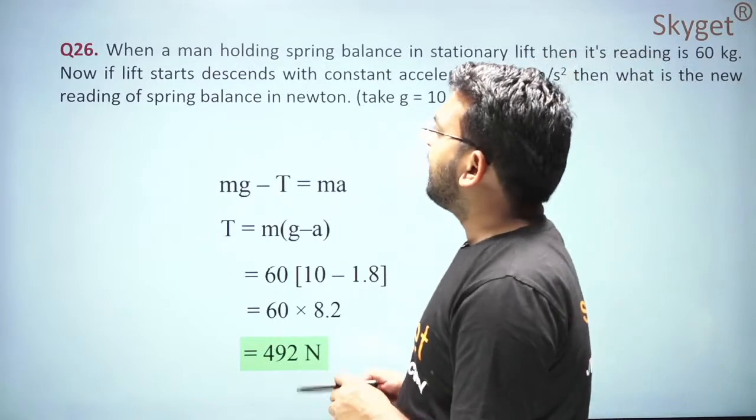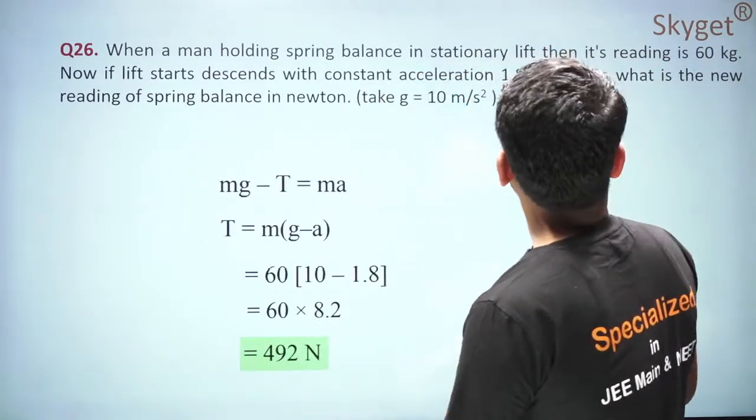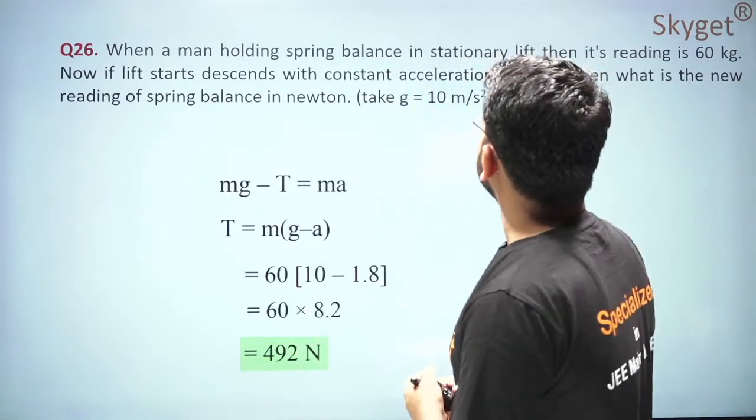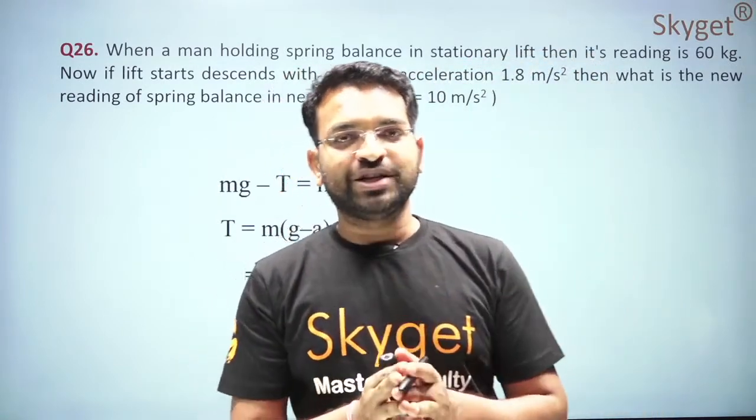Question number 6, a man holding a spring. Okay, spring balance is there. All right. Now, the stationary lift's reading will be 60 kg. Now it starts to descend with a constant acceleration of this. What is the value of the new spring balance reading? Simple thing, this is based on pseudo force.